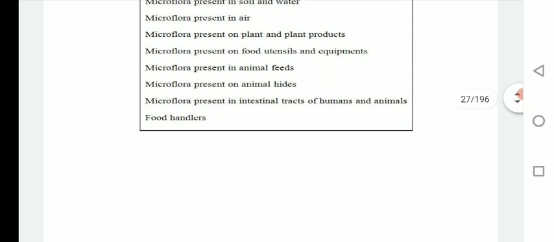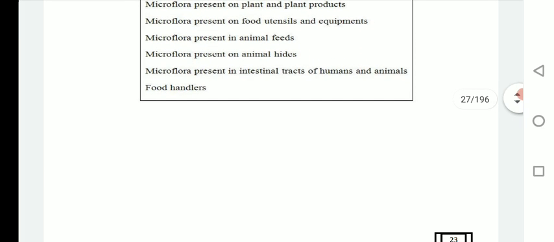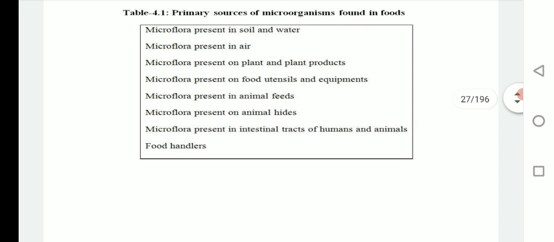Then next, microflora present in animal feeds and microflora present in animal hides. Again, these are different sources. Basically these are sources mainly responsible for spoilage of milk as well as other milk related products, and some meat products also that are derived from animals. And the last one is the microflora present in the intestinal tract of human and animal food handlers. So overall these are different sources through which microbes, especially pathogenic microorganisms, enter the food stream and cause spoilage of food.